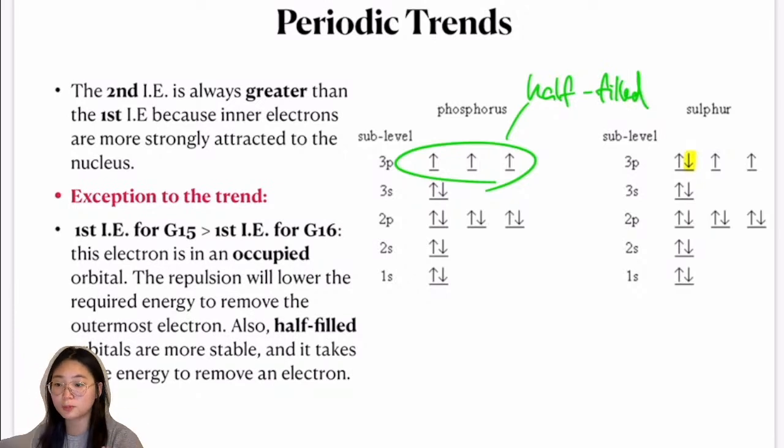So p orbitals have six spots for the electrons in total, and now exactly half of them are filled. Okay, so this is considered pretty stable. I mean, not as stable as fully filled, but still pretty stable.